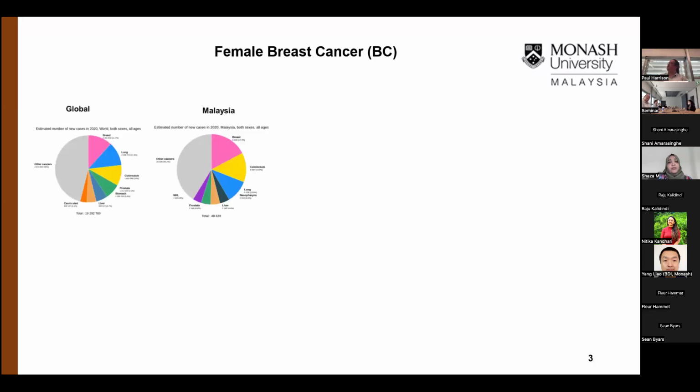So my research is about breast cancer. Breast cancer is one of the common female cancers across the globe, in more than 200 countries around the world. In Malaysia, it's the most common one and accounts for about 17% of the total cancer cases in Malaysia.